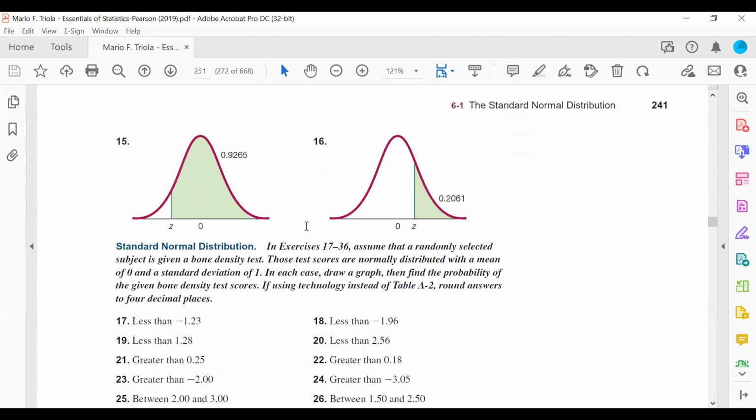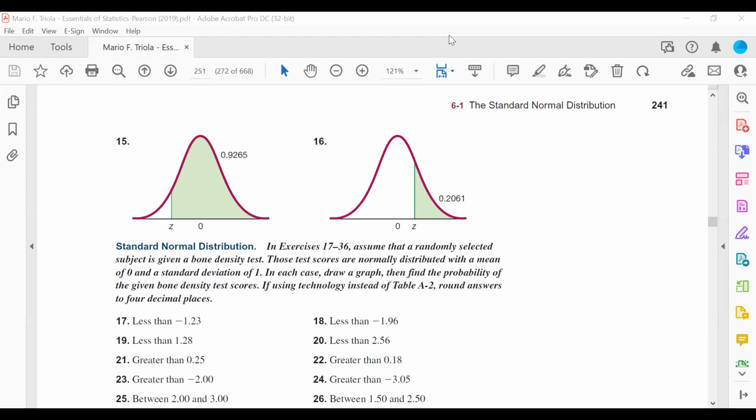Notice on 15, the shading is taking place on the right of Z. Uh-oh, we can't do it. Or can we? All right, so again, notice the position of where Z is at. Z is where relative to 0? It is on the left. So that means the Z value is going to be negative, correct? The area is 0.9265.